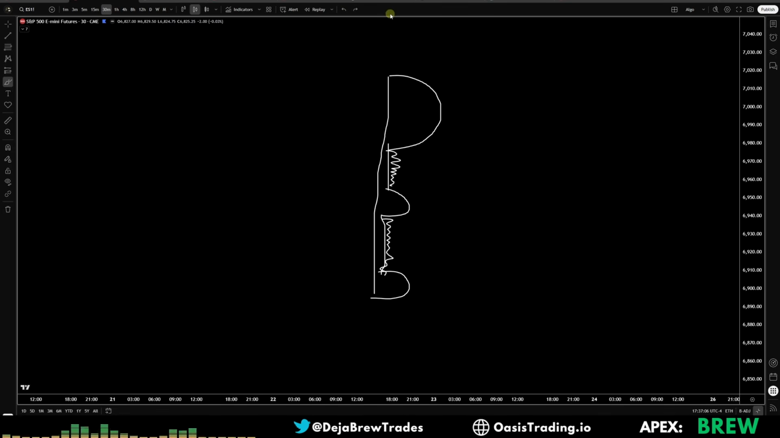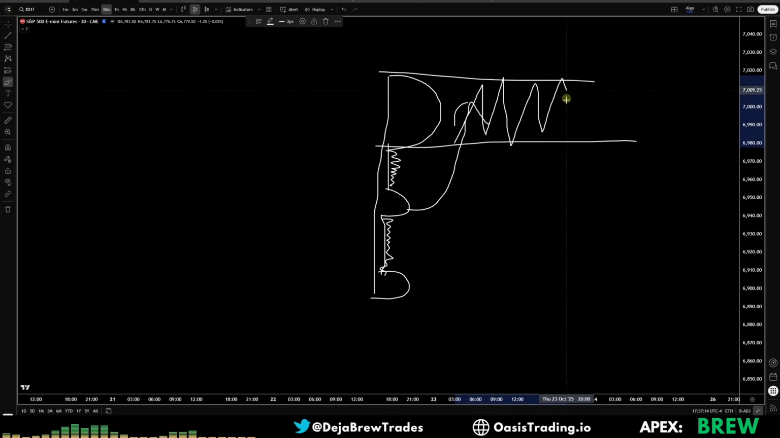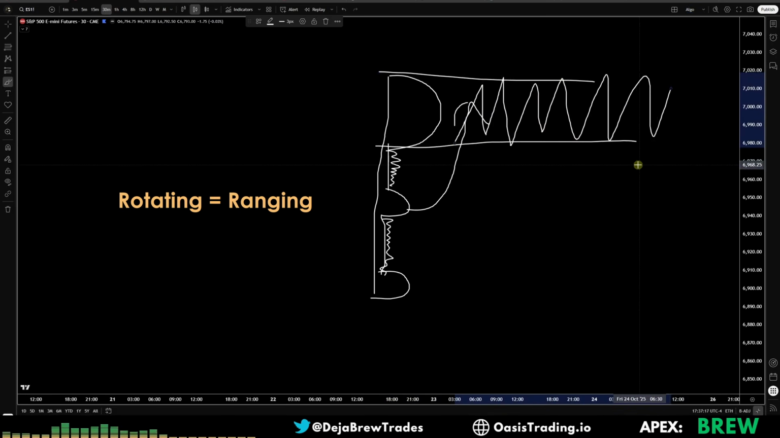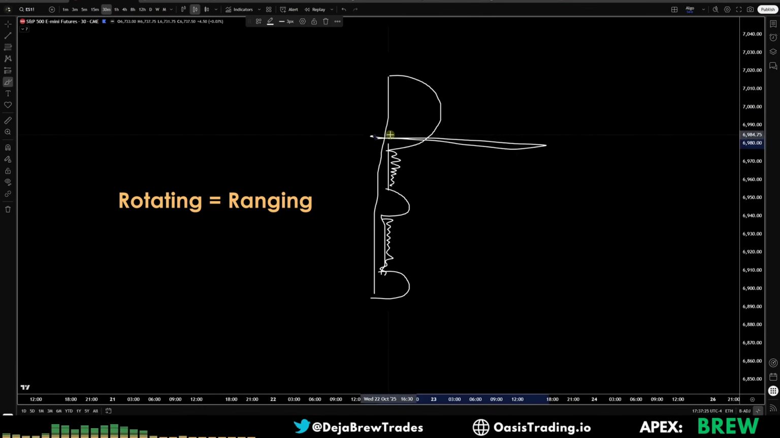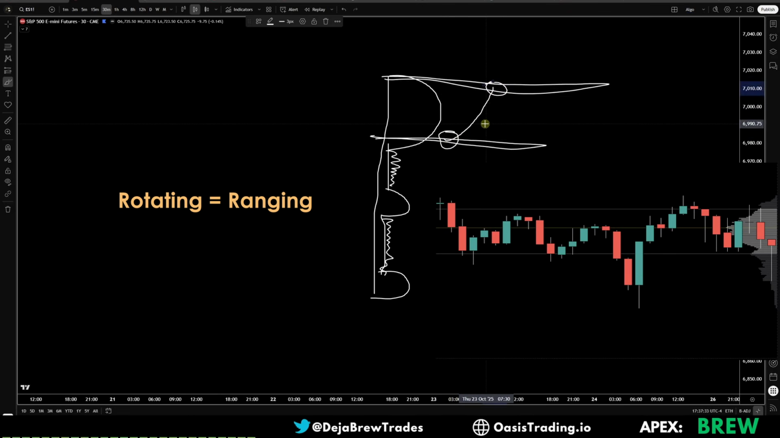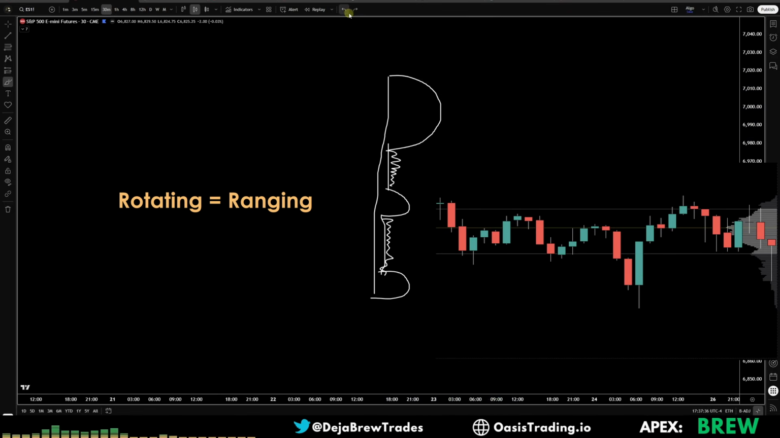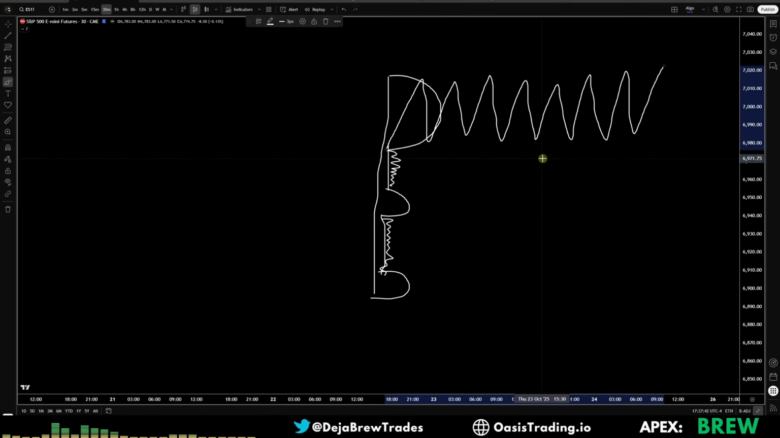Okay. So HVNs will act like magnets sometimes, pulling price into them, and they could also act like magnets where price likes to rotate. Rotating is a fancy word for ranging, basically. Ranging from one side to the other. Basically, think about if this node was a range. We take the low of that node and the high of that node. A rotation would be moving from one side of that node to the other side of that node. Okay? Just a fancy word for ranging, basically. So price likes to rotate sometimes on these HVNs. They act like magnets again, right? It pulls it into it.